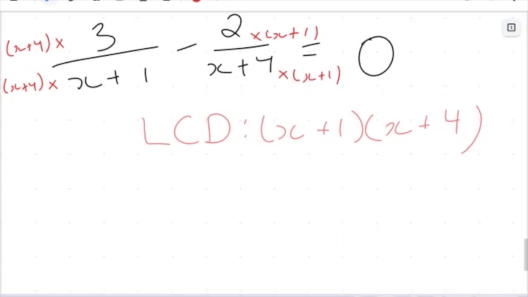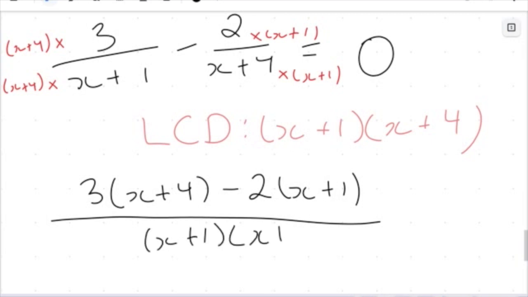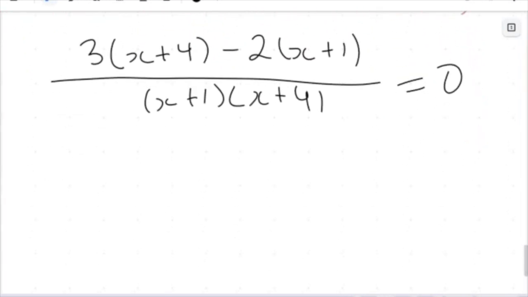So what do I get left with? Well, I get 3 times x plus 4 minus 2 times x plus 1 over x plus 1 times x plus 4, and I get 0 on the right hand side.